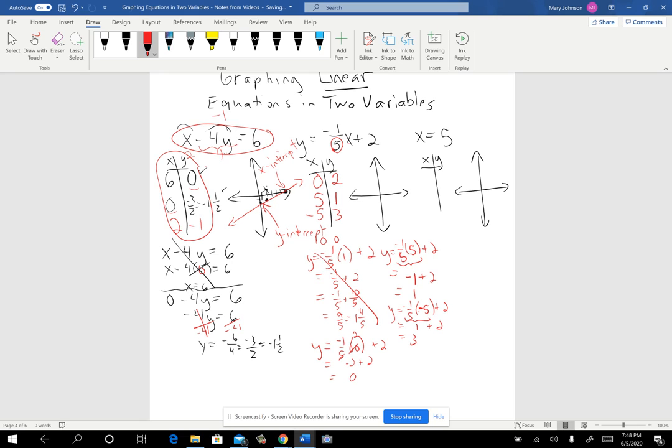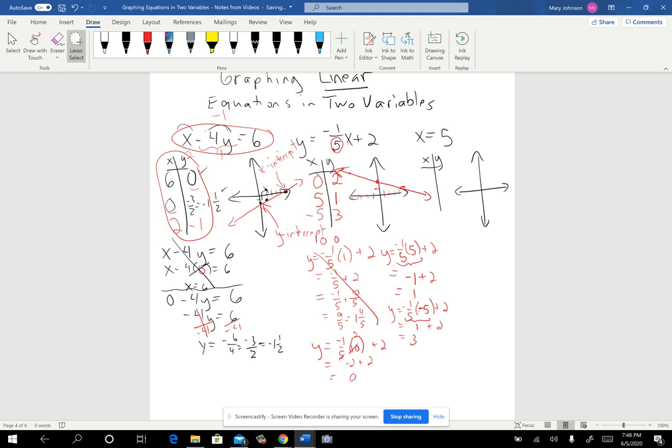So if you make good choices on these, you can still graph by plotting points. Just pick multiples of the denominator. So pick 0, plug it in, get 2, then 5, 1, and then -5, 3, okay? And I wind up getting the line looking something like that.